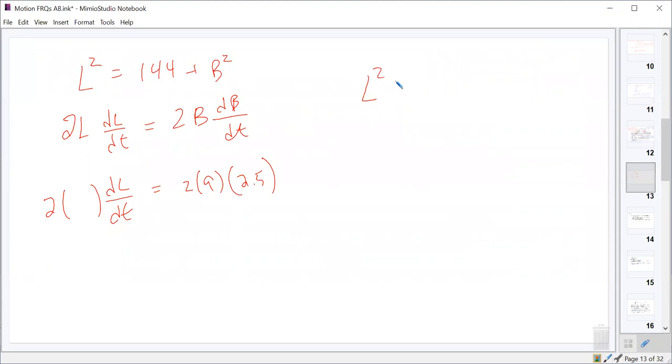15. Exactly. L squared must be 144 plus the b value squared. So that was 9 squared, so this is 144 plus 81, which is 225. So L must be 15. You have to go back to that initial equation they gave you and plug in the b value to find that 15. And so this ends up being dL/dt equals... we're going to get rid of the 2's, 9, 15, so 3, 7.5 over 5, so 3 halves. Yeah, that's what you guys got, 3 halves.